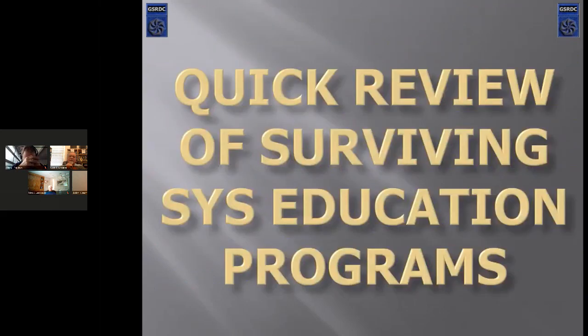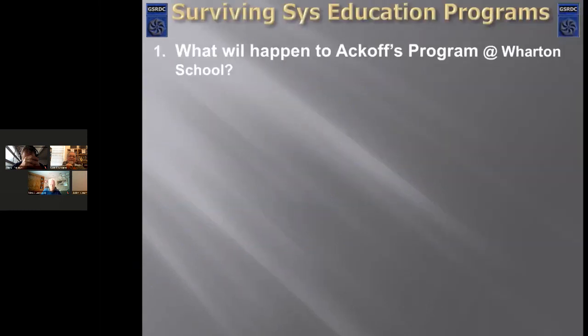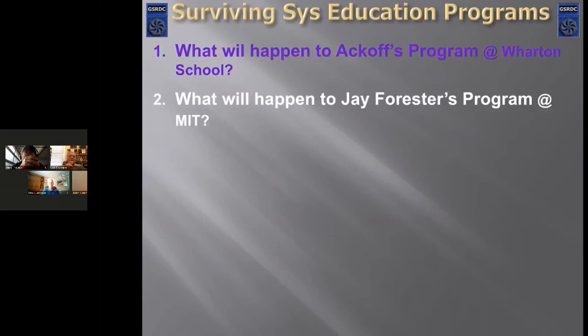So why is all this stuff lost? And I think it's because of the change in administrators. Trappel retired. So Akoff is dead now. What happens to the systems emphasis at Wharton School? Jay Forrester has just passed away. What happens to the system dynamics emphasis at MIT?